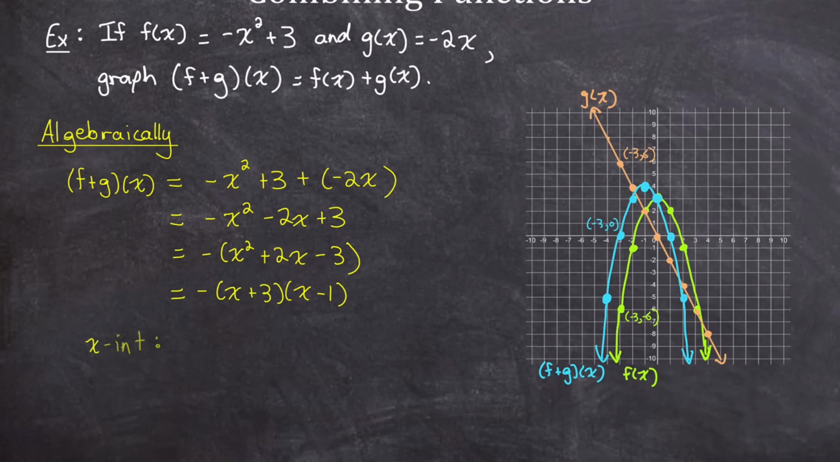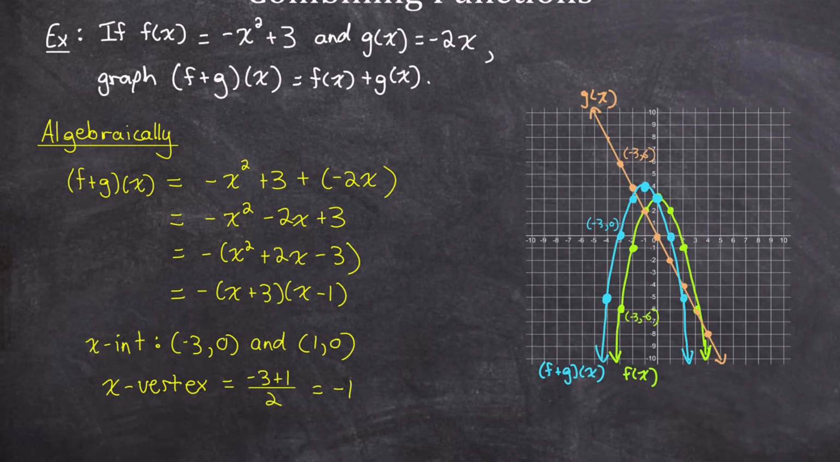which means the x-intercepts of this function would be the zeros of this equation. So negative 3 and positive 1 would make those factors be 0. So there are x-intercepts at negative 3 and 1. And I see on the graph of f plus g of x, the x-intercepts are at negative 3 and 1. And then I could find the coordinates of this vertex. The x-coordinate of the vertex would be equal to the average of these x-intercepts, which is negative 1.